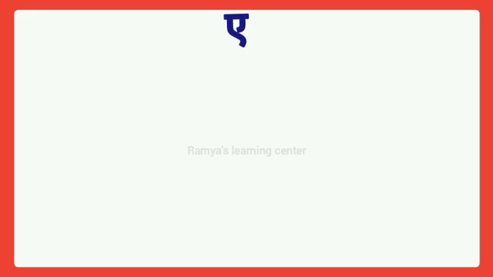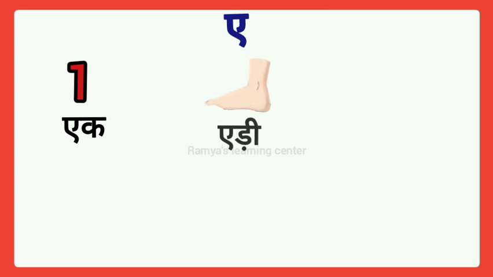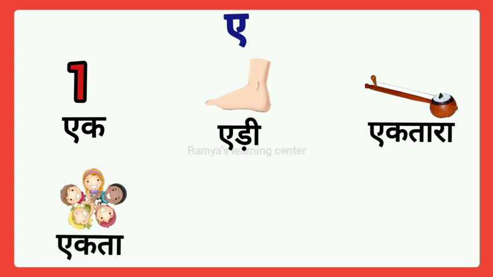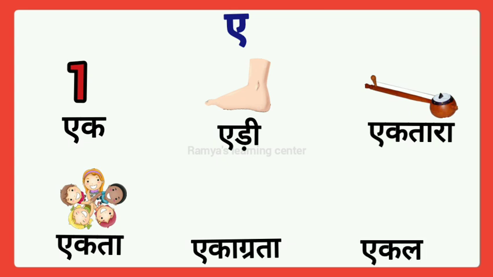Let's revise all the words starting with letter A. A से एक. A से AD. A से एक तारा. A से एकता. A से एकाग्रता. A से एकल.